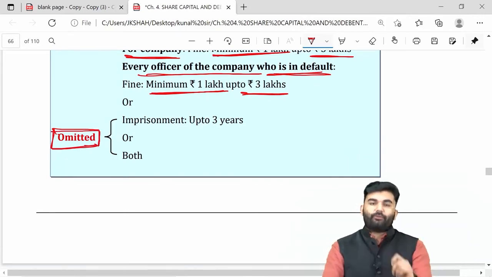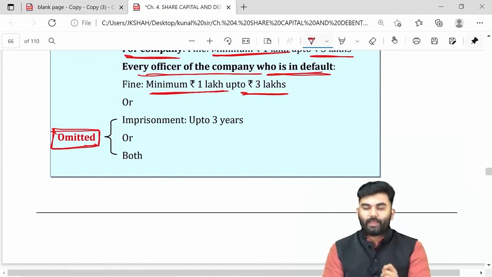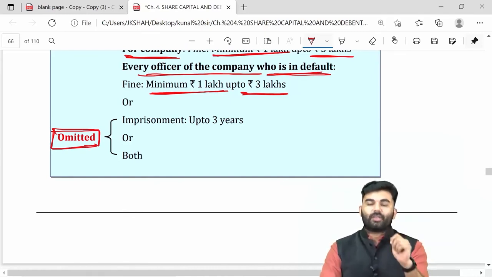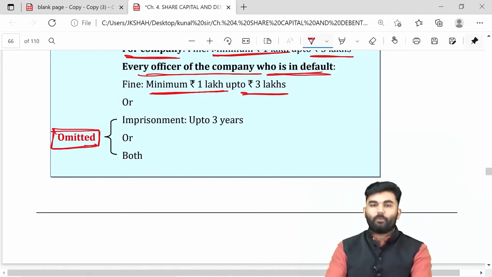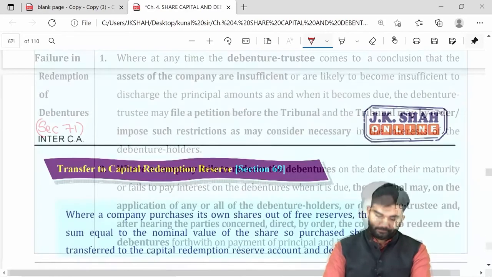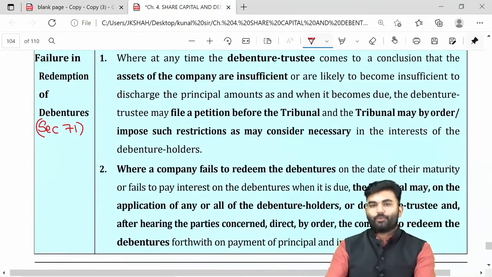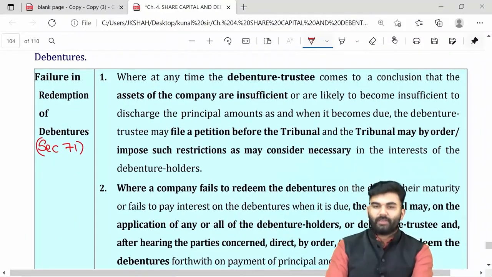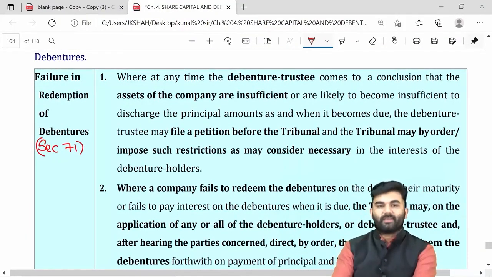So yes, my dear friends, we have successfully revised the provisions of section number 68 that was about buyback of securities or shares. The last provision which we need to revise over here is the provision towards section number 71, which tells about the failure in redemption of debentures.